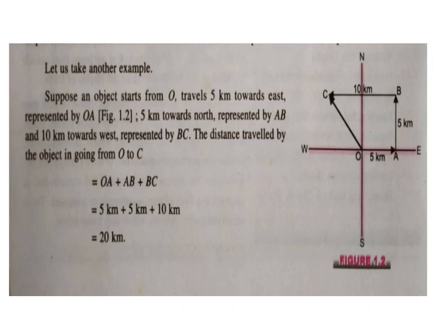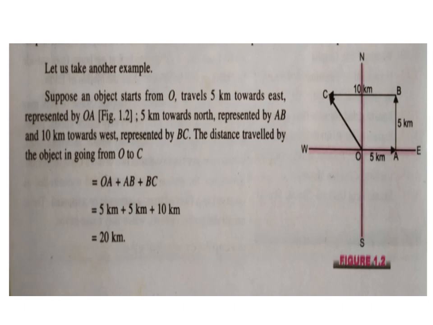Now let us calculate for the same diagram the displacement which this object covers. Displacement depends on the initial position, that is O, and the final position, that is C, but it does not depend on the path O, A, B, C. It depends on O and C. So let's join the positions O and C with the help of an arrow from O to C.